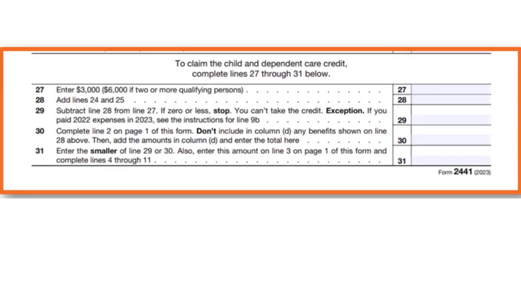And the next screenshot I want to show you here actually goes to the bottom, so line 27 all the way to line 31. You just have to follow the math. It's pretty straightforward. But again, everything revolves around the fact that you have to actually justify the amount that you are claiming. And the best way to justify those amounts is to keep receipts.